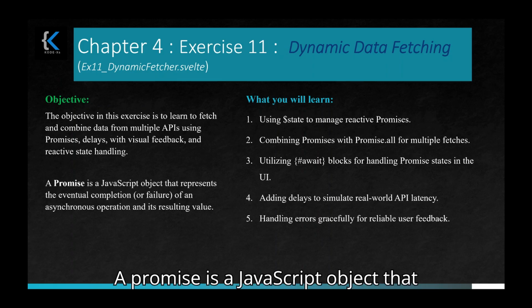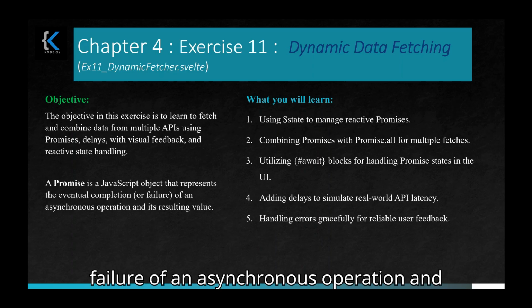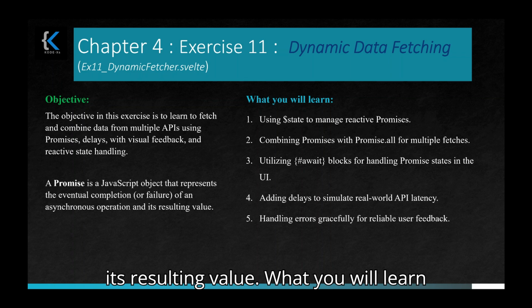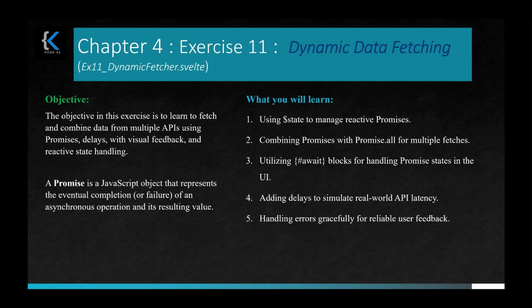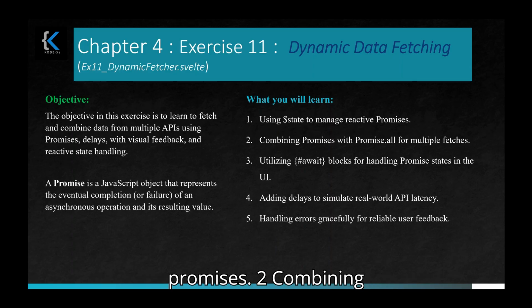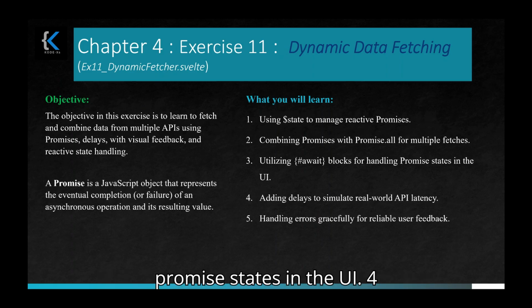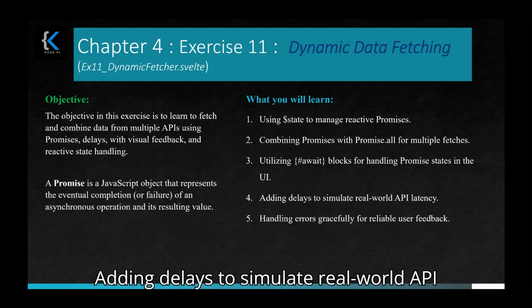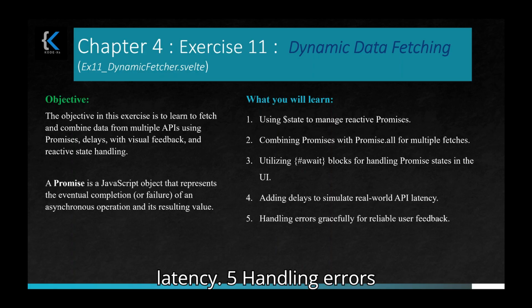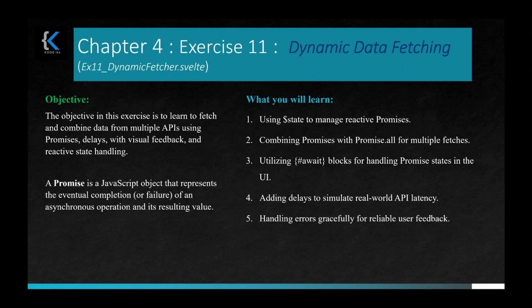A promise is a JavaScript object that represents the eventual completion or failure of an asynchronous operation and its resulting value. What you will learn: 1. Using $state to manage reactive promises. 2. Combining promises with Promise.all for multiple fetches. 3. Utilizing #await blocks for handling promise states in the UI. 4. Adding delays to simulate real-world API latency. 5. Handling errors gracefully for reliable user feedback.